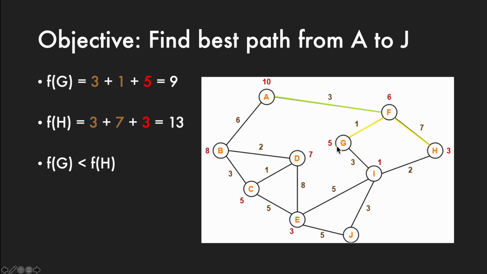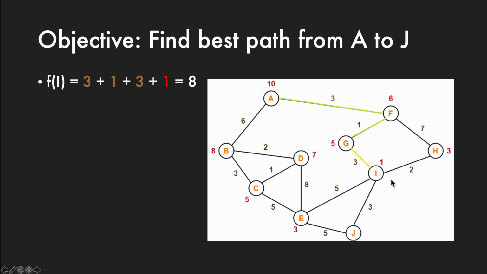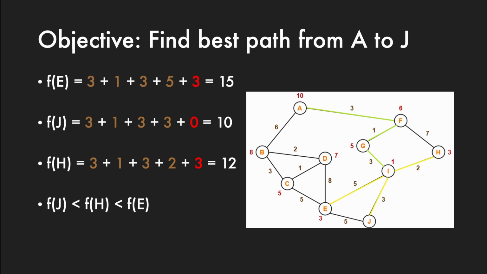Looking at F's children, we make some calculations on them. So for G, 3 plus 1 plus 5, that's 9. And for H, 3 plus 7 plus 3, that's 13. So we see that G is cheaper. Visit G. We're forced to visit I, so let's visit I. And we can travel to H, J, or E.